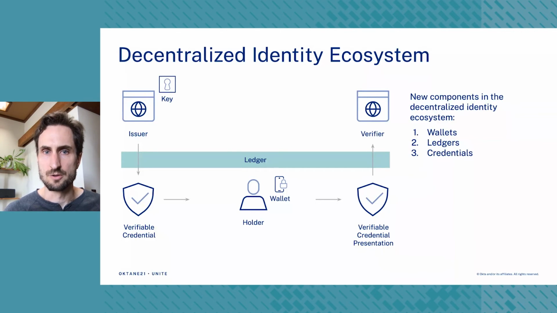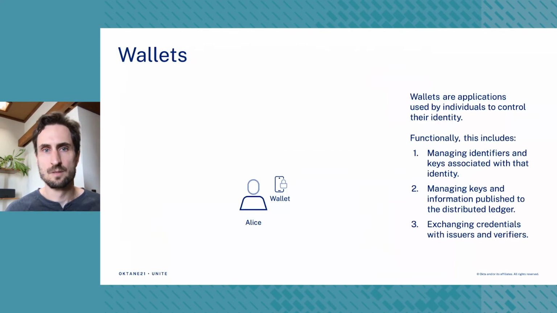We will cover how credentials get issued by issuers and how they are requested by verifiers. We'll also examine how those credentials are verified, connecting the loop back to Alice's wallet and the ledger. Wallets are applications that people use to control and manage their digital identity. This entails 3 primary functions. 1, wallets manage identifiers and the cryptographic keys associated with those identifiers. In this respect, wallets are roughly comparable to password managers.